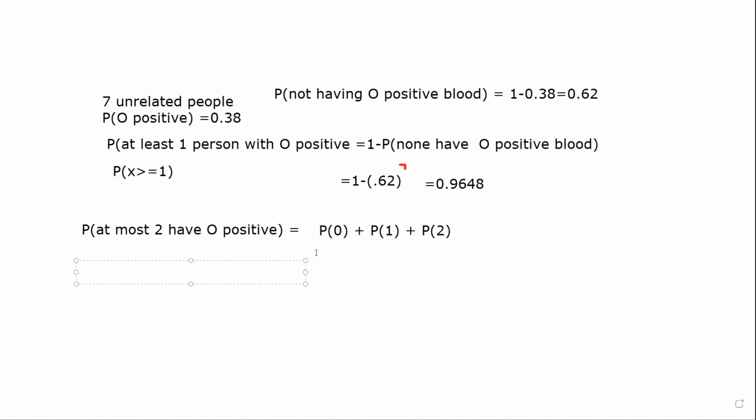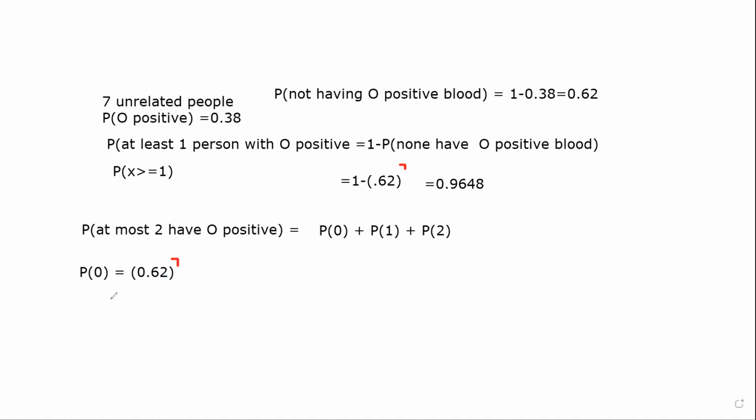So for the probability of zero, we have three separate miniature terms to do. I'm going to do them separately underneath the calculation here just for clarity. So the probability of zero means that all seven have different blood than O positive, right? So that means I'm looking at 0.62 to the seventh power. That's the first term of this answer. Okay, so we've already calculated the first term, but that's only the first part of this.